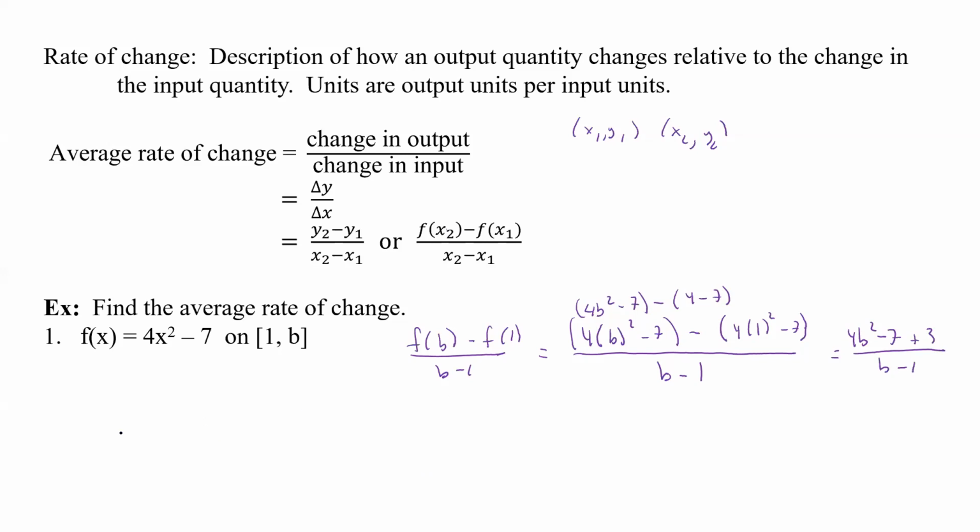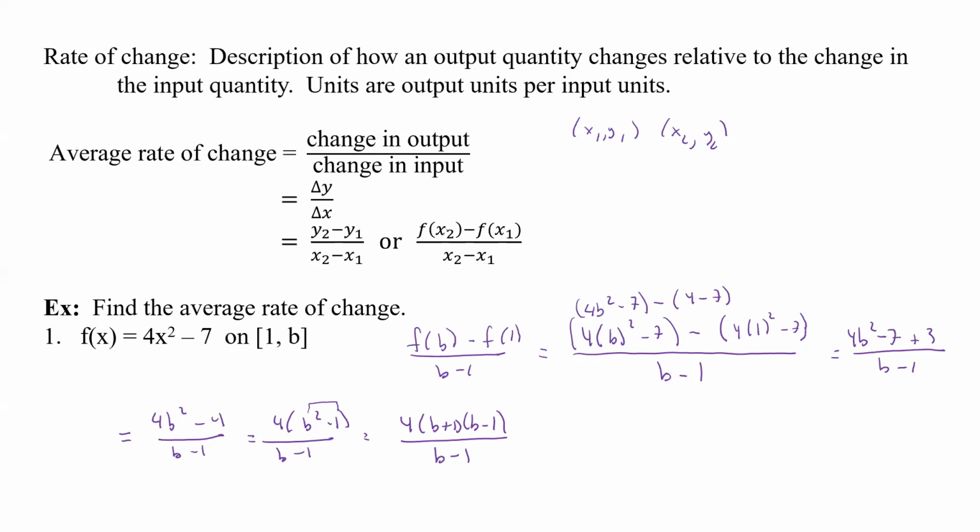Now if we simplify, let's come over here so we have space. That's 4b squared, and minus 7 plus 3 is minus 4, all over b minus 1. Now I see there's a common factor here, so because we might be able to cancel, we always have to factor as much as possible. So we factor out a 4 and we get b squared minus 1 all over b minus 1. Now if you notice, this is a difference of squares, so that's going to be 4 times b plus 1 times b minus 1, all over b minus 1.